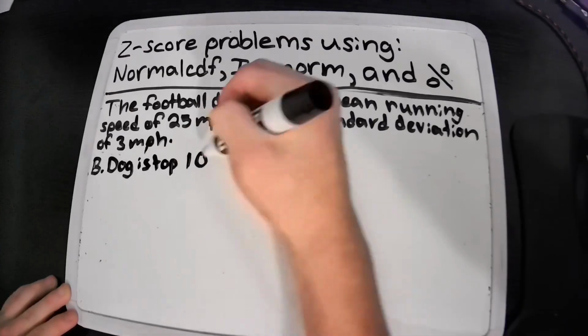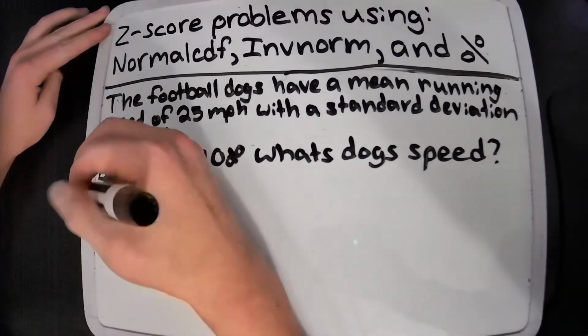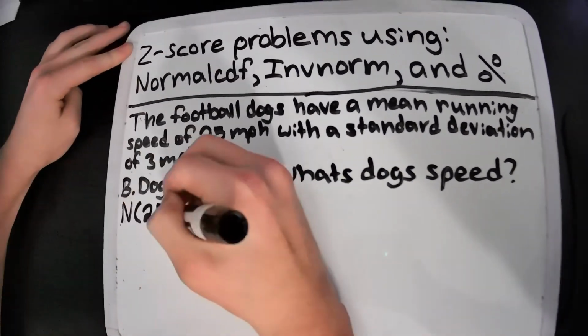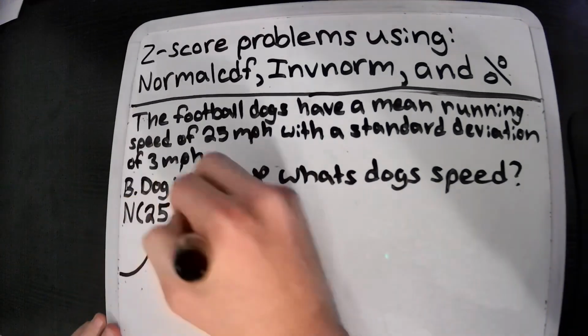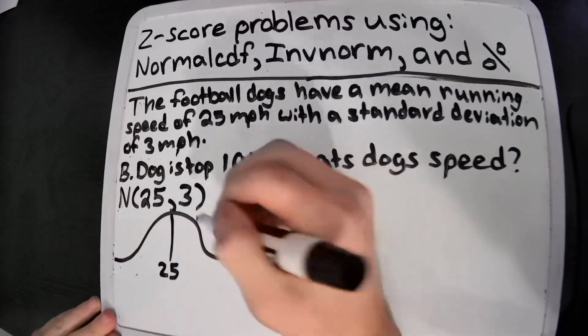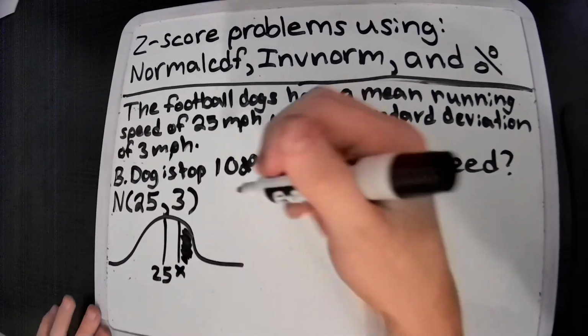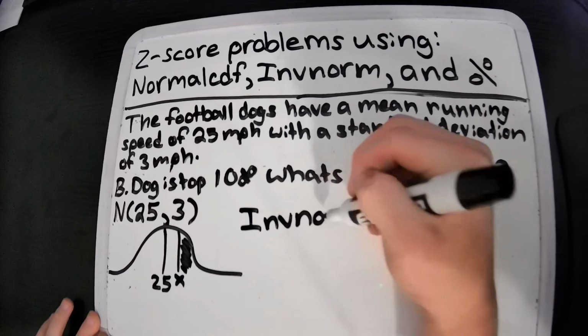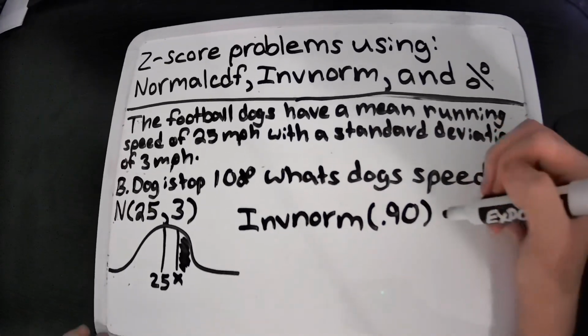For a dog that is in the top 10%, what is their running speed? To start, let's set up N. For this, we can use the N value from the last problem. Next, we draw the curve. The mean of 25 is in the middle, while x is to the right of it. Now we shade to the right since it's the top 10 percentile. Now we do inverse norm, 0.9, because we're finding the z-score based off the top 10%.